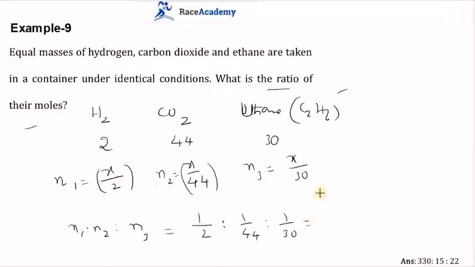If you simplify it, it will be 1 is to, if you cancel it, 1 by 22 is to 1 by 15. So 22 into 15 will become 330. Then the simplest ratio of the problem is 330 is to 15 is to 22. This is the answer for this problem. So hope you understand the ratio of their moles. Okay, let us go to the next one.